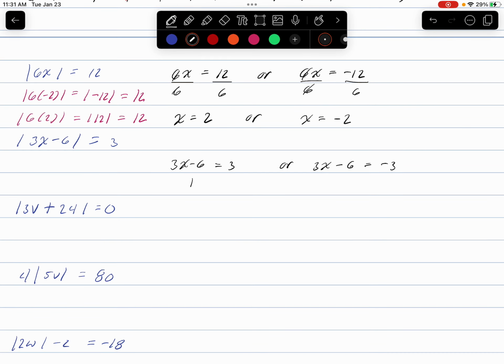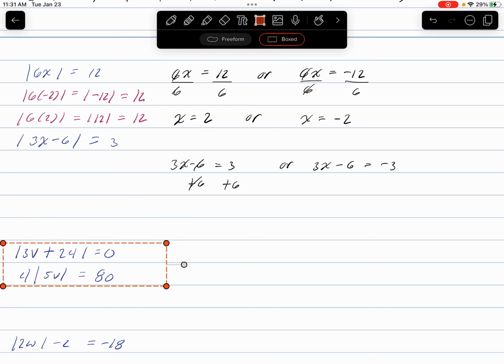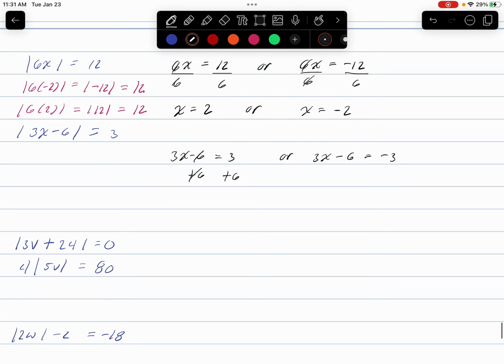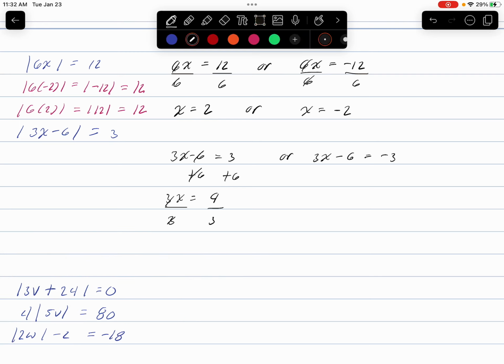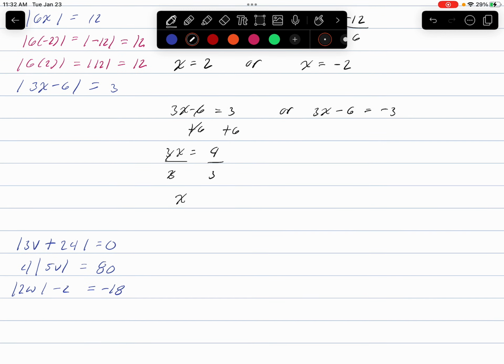Okay, so we can add 6 to both sides here. Let me move this down. If we add 6 to both sides, we'll have 3x is equal to 9. We can divide both sides by 3 to isolate x. I didn't space these out very well, sorry about that. If we divide both sides by 3, we'll end up with x is equal to 3.